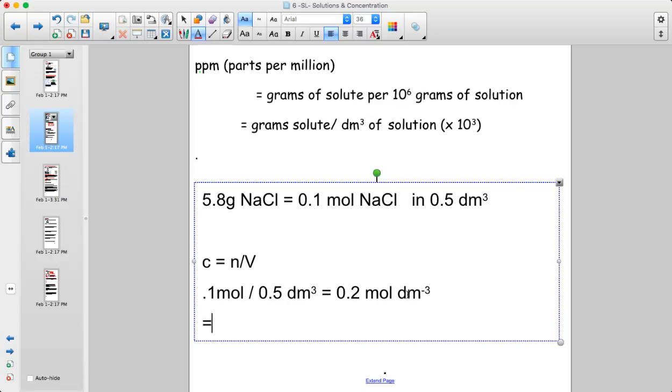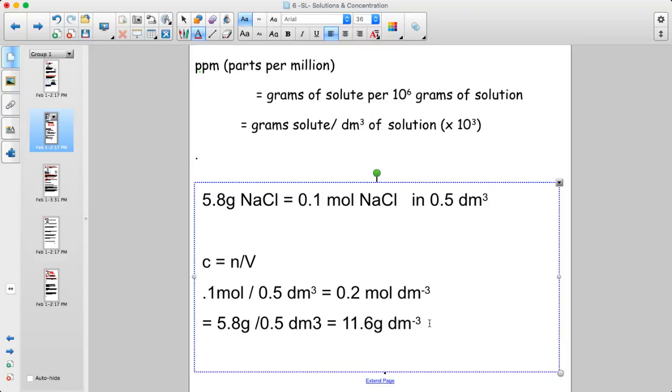If you wanted that same concentration but in grams per dm cubed, well, we had 5.8 grams per half a dm cubed, per half a liter. So in a full liter, you'd have twice that much, right? It's times 2. So that would be 11.6 grams per dm cubed. So again, now it's just the mass divided by the volume gives us the unit of grams per dm cubed. And as a simplification, to get parts per million, simply take the value that is grams per dm cubed and times it by 1,000. So we'd end up moving the decimal place over 3 times, and we'd get 11,600 parts per million.